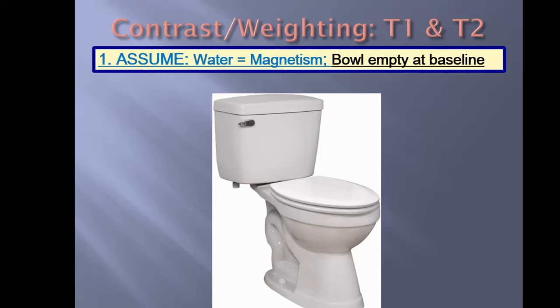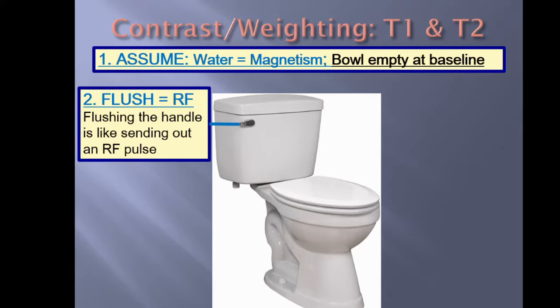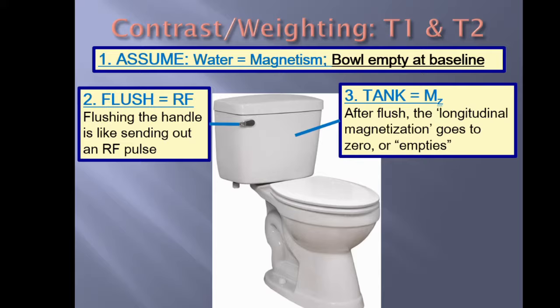All right, so assume that water is your magnetism, okay? Now, there's a false assumption in a real-world toilet. There's always water sitting in the bowl. But let's pretend that the bowl is empty at baseline, okay? So all the water, i.e. magnetization, is in the tank at baseline, and the bowl is empty, okay? Now, the handle, the flusher, is going to be your transmitting antenna. So flushing the toilet is like sending out an RF pulse, right? When you flush the toilet, the tank, which represents MZ, or longitudinal magnetization, where the water, the magnetization, is stored, that water will drop to zero when you flush, right?